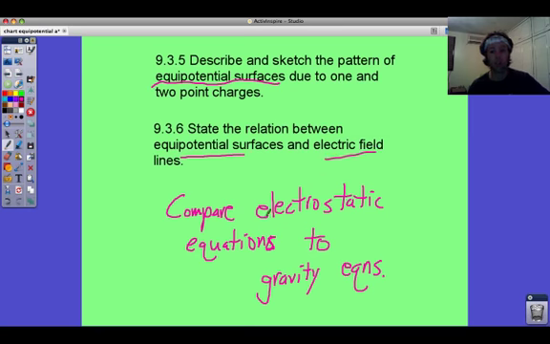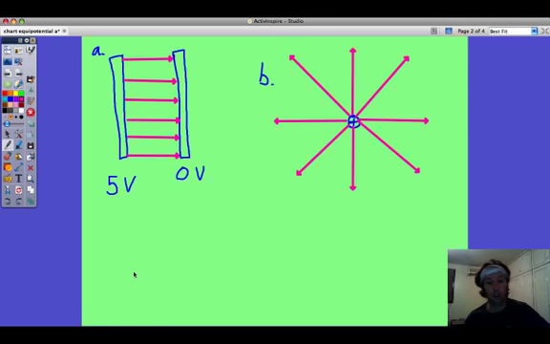And the IB doesn't tell us to, but we're going to look at how electrostatic equations also relate to gravitational ones. To draw these equipotentials, we've got some electric field lines set up that you should be familiar with. Here's some capacitor plates, and these pink lines are showing that you've got uniform electric fields going through there. And an equipotential line is a line along which everything is at the same voltage, or the same potential. Let's draw one of those in.